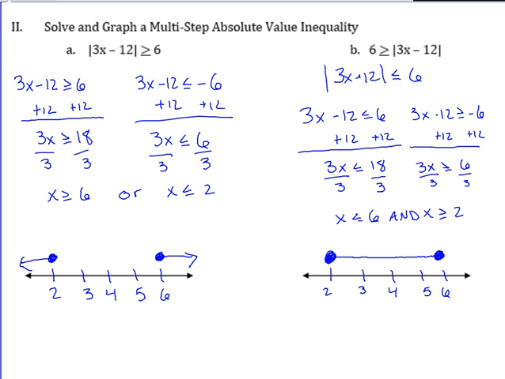All right, so I split into my two inequalities, less than or equal to 6, and then greater than or equal to negative 6. I got x is less than or equal to 6. x is greater than or equal to 2. Because this is a less than, that means that it's an and inequality, so it's in between 2 and 6.